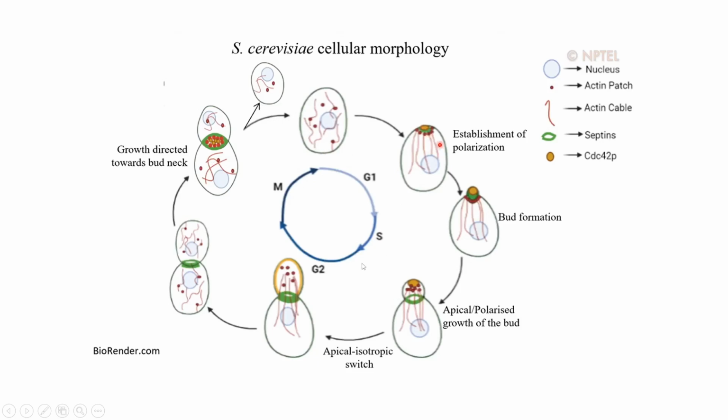So this is the life cycle of Saccharomyces cerevisiae. This is a generalized view. We are not talking about each and every individual signaling molecule or how the signaling occurs, but these are the molecules which play a part in the morphology, the division process, basically.